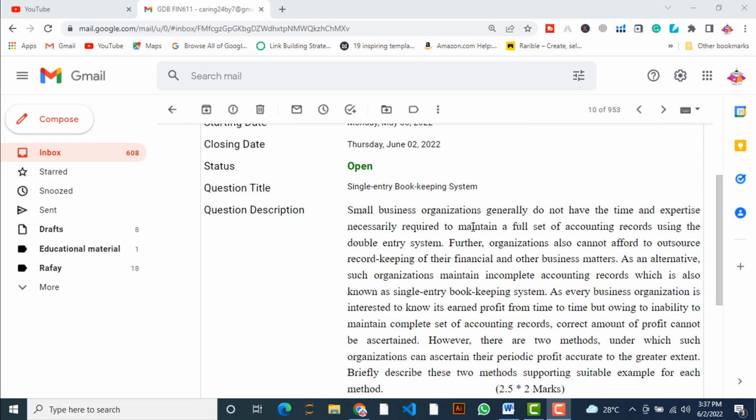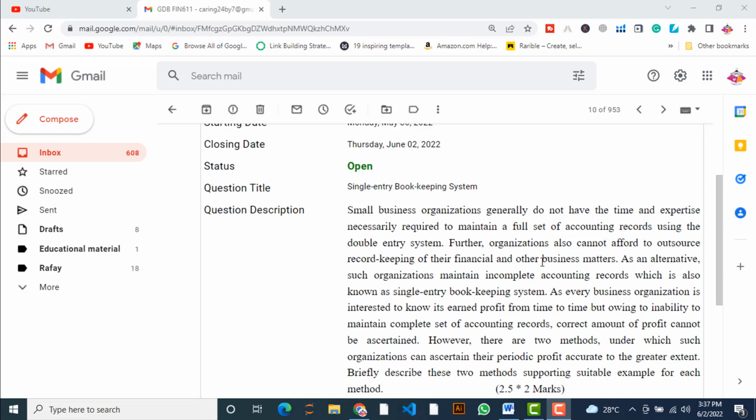Small business organizations generally do not have the time and expertise necessary to maintain a full set of accounting records using a double entry system. As you know, small business organizations do not have enough resources that permit them to have an accountant to look after their business affairs. Further, they also cannot afford to outsource record keeping of their financial and other business matters.